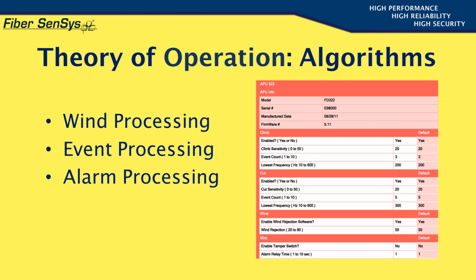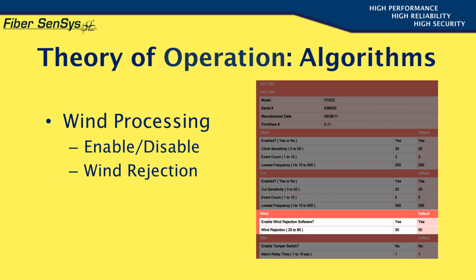Now let's move on to discuss the algorithms that the DSP uses to analyze the fence vibration signal. The algorithms can be broken down into three categories: wind processing, event processing, and alarm processing. They are under user control via a number of parameters that are adjusted by using the tuning software's parameter editor. An example parameter table can be seen on the right of this slide. We'll now discuss each of the processing algorithms and associated parameters separately and in detail.